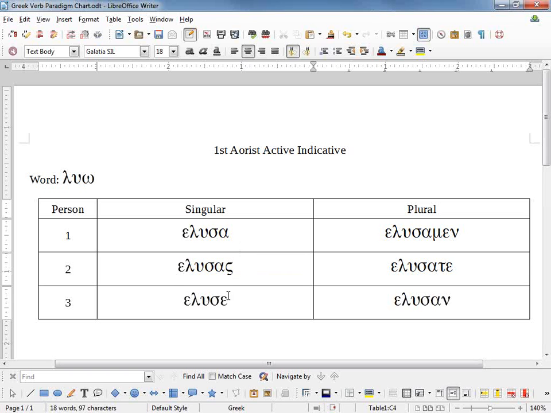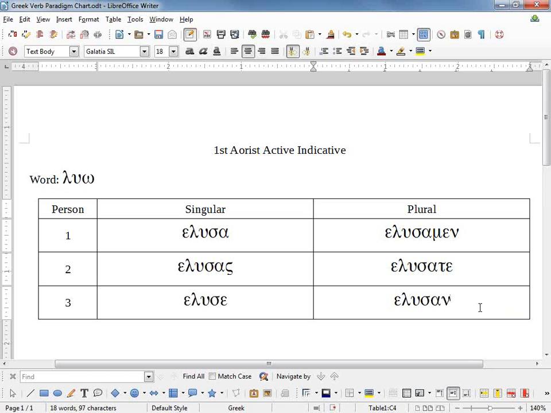Elusa, elusas, eluse, elusamin, elusate, and elusan.